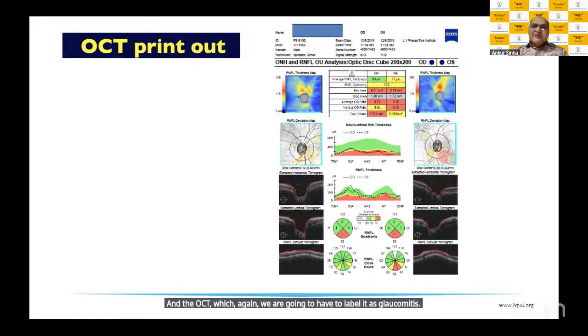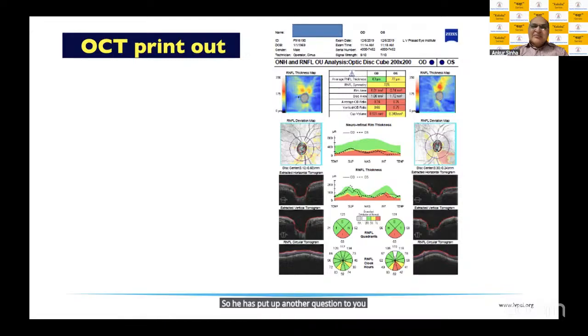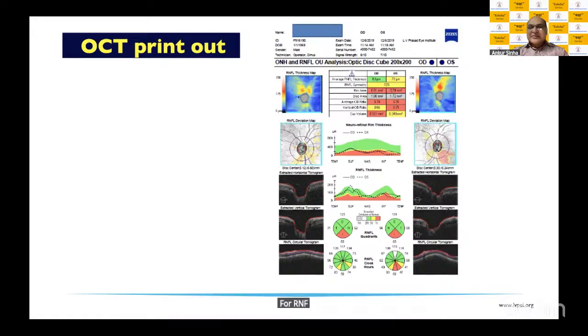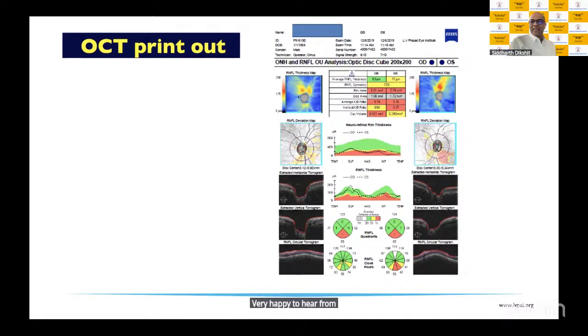Anirudh is a fellow of LVPI, it seems, and he doesn't want to leave you like this. So he has put up another question to you, that amongst the available OCT machines, which has the most reliable normative database for RNFL and GCL assessment? Okay. Yeah, Anirudh, I understood the question. I know him well, and very happy to hear from you.